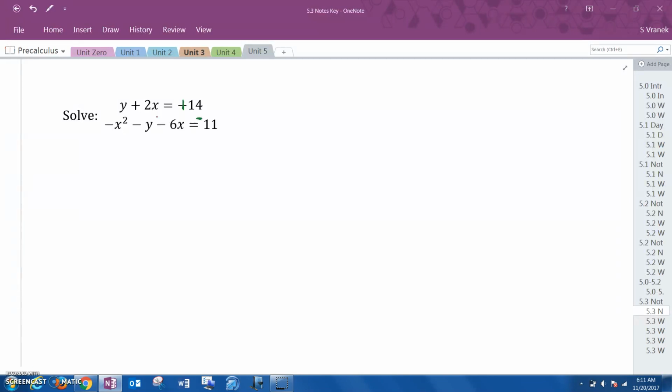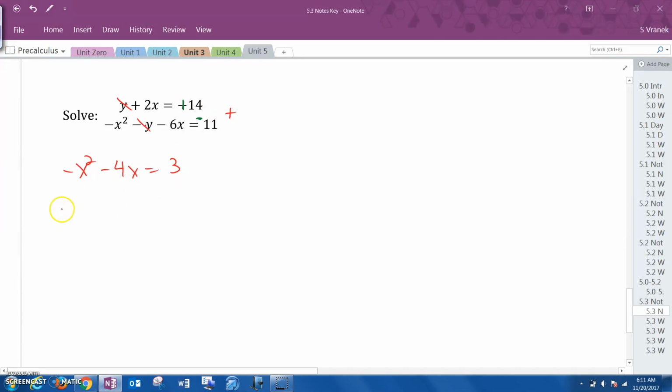So here, you can do substitution, but you can also eliminate. If you notice, the y and the negative y would cancel out and you'd be left with only x's. So I looked at this and said, oh, okay, there's 3 pieces. However, I can get rid of the y's, which means that I'm left with only x's. So I can just add these equations together. So I still have a negative x squared. The y's end up canceling. 2x minus 6x is minus 4x equal, and then this becomes 14 minus 11 is positive 3.